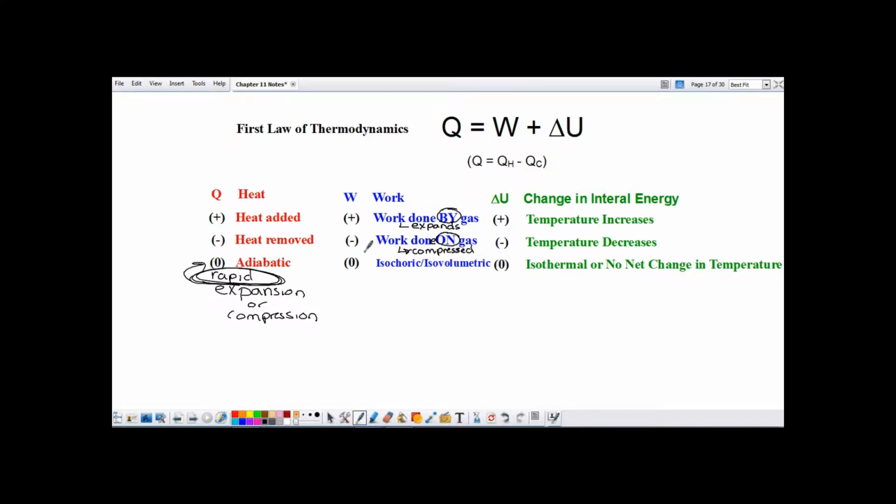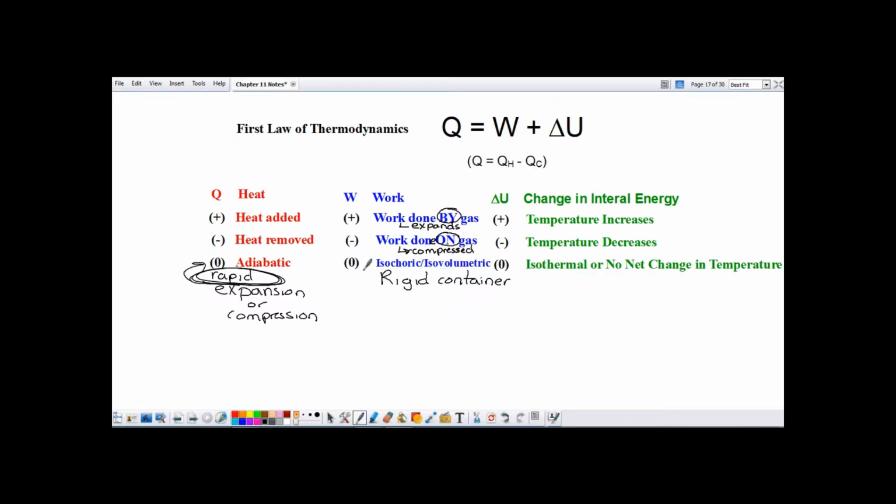Now, work could also be zero. This happens when we have an isochoric or isovolumetric process. That means the volume does not change. Keywords here would be a rigid container. If the gas is in a rigid container, then it's not going to expand or compress, so there'll be no change in volume, and the work is zero.